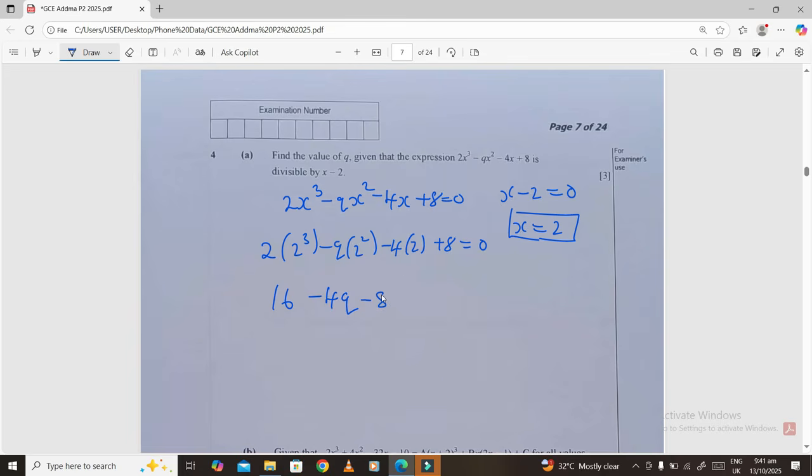Here it will give us 8 plus 8, which is equal to 0. So these two cancel, we shall remain with 16 minus 4q is equal to 0. Negative 4q is equal to negative 16. When you group the like terms, the value of q is coming out to be equal to 4.